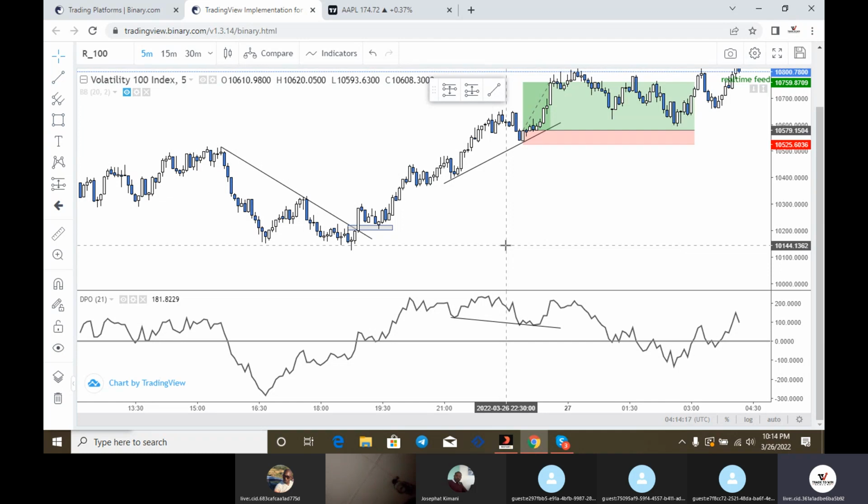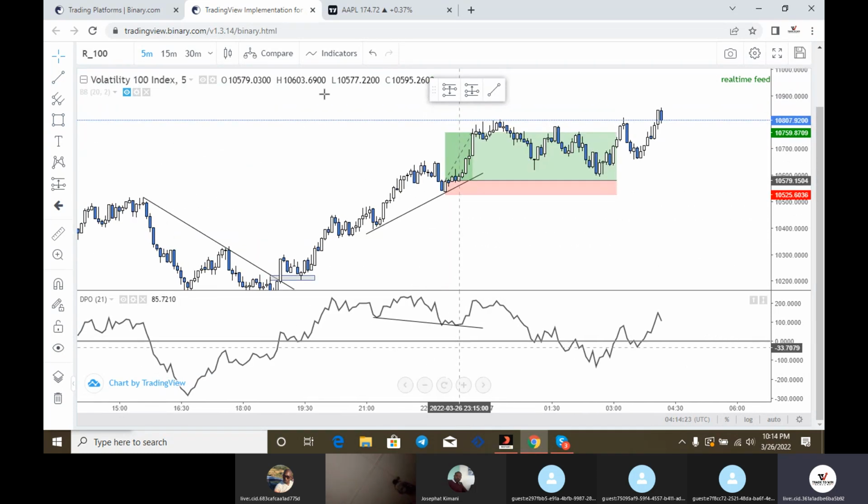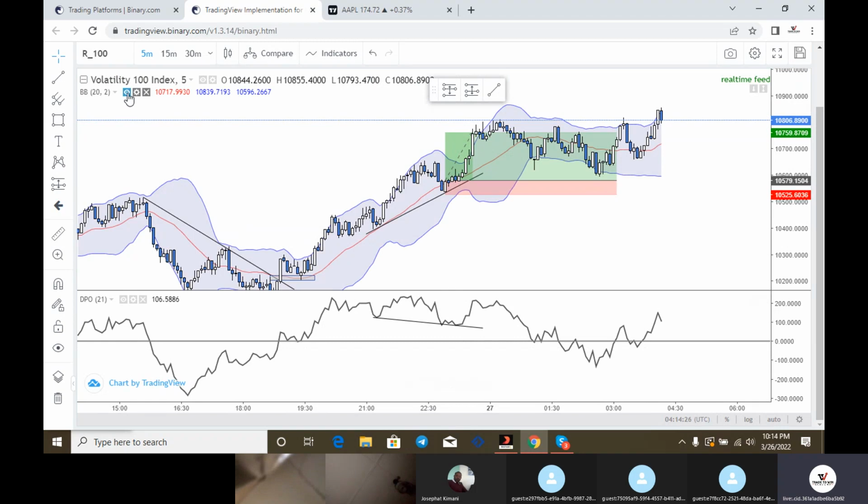Okay, so someone else should give me another pair. Let's use it as a case study. So currently on VIX 100, if you want to take a buy signal, you need to wait for price.